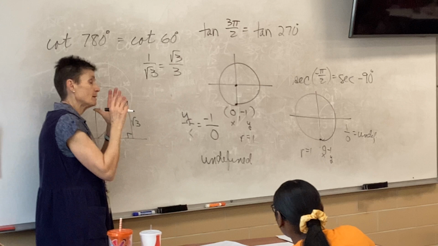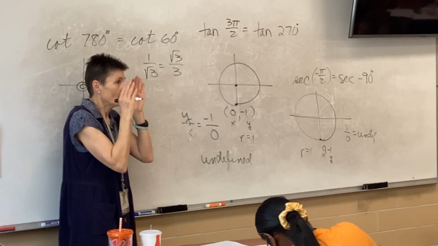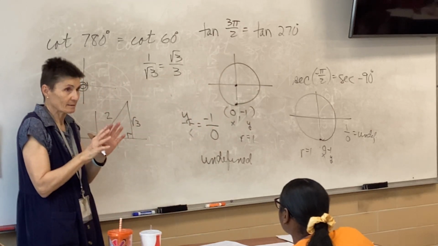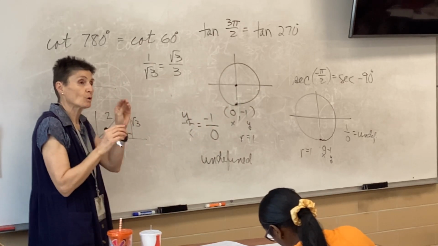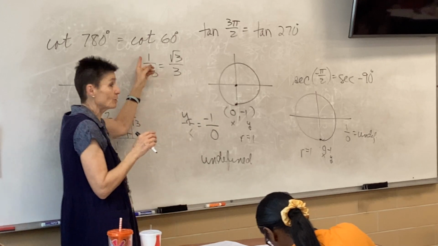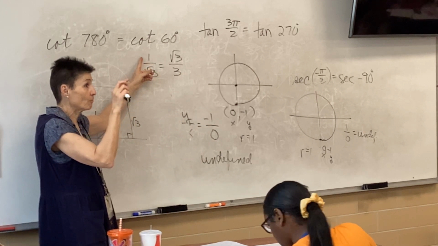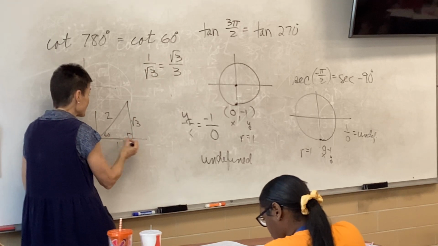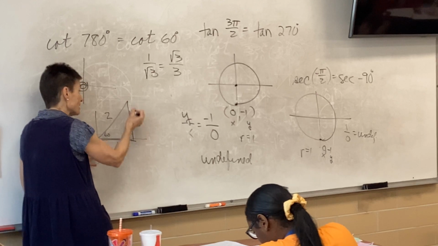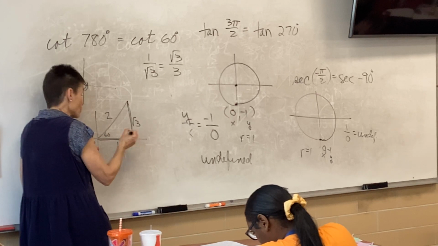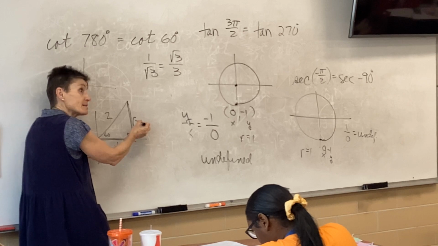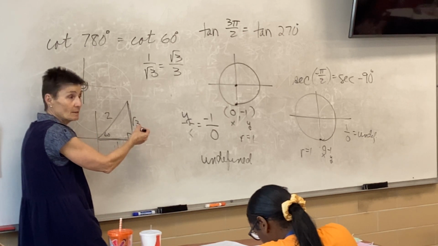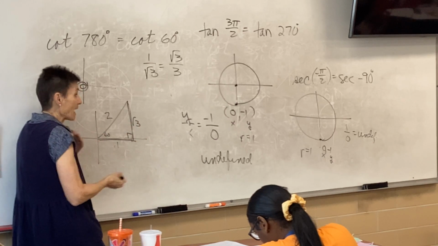Now, guys, what we do with the circle and what we do with the triangle are basically the same. What is your circular definition for cotangent? X over y. I want you to look at this triangle. Isn't this the x side and this is the y side? So x over y is the same as adjacent over opposite. They're connected. They're exactly the same thing.